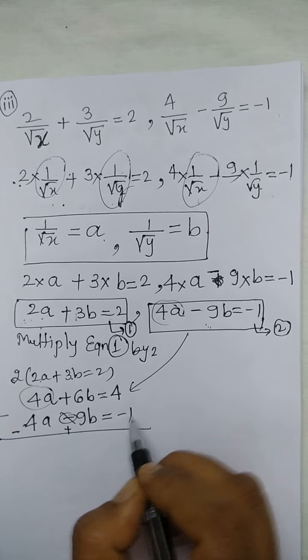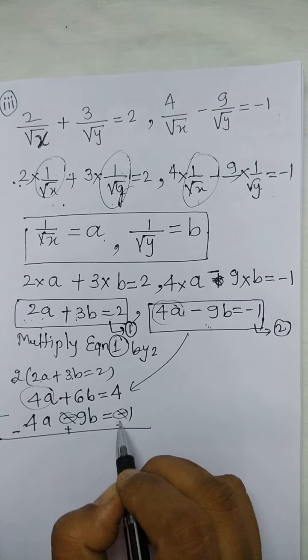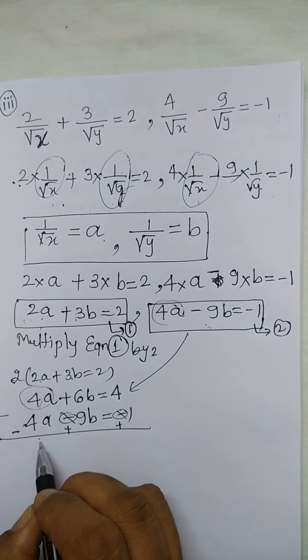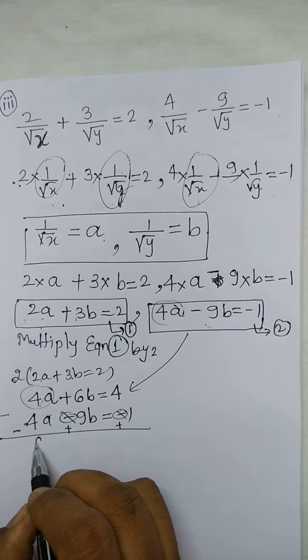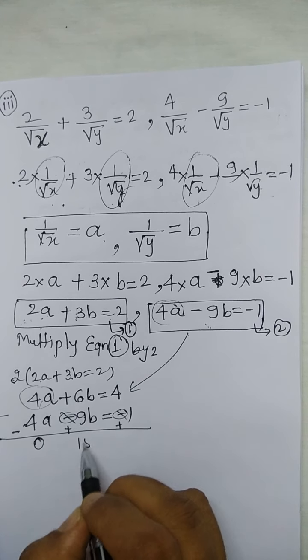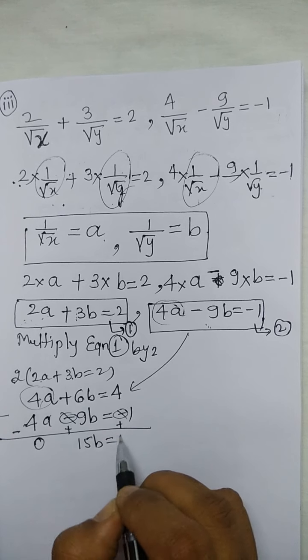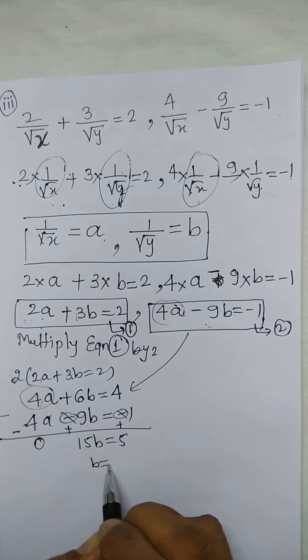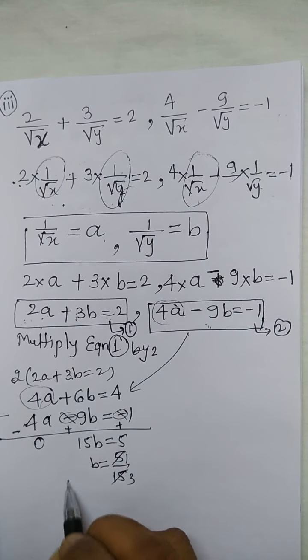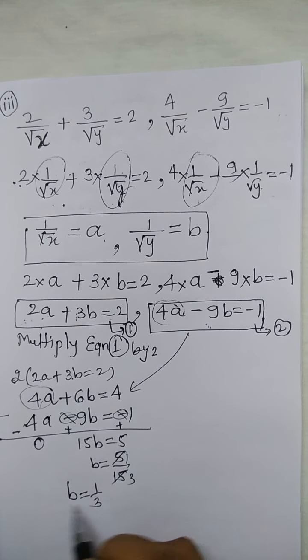It will become plus. This minus also will become plus. Okay, so 4a minus 4a will give you 0, and 9 plus 6 will give you 15b is equal to 5. So b will be equal to 5 upon 15. 5 ones are 5, 5 threes are 15. So b will give you 1 by 3.